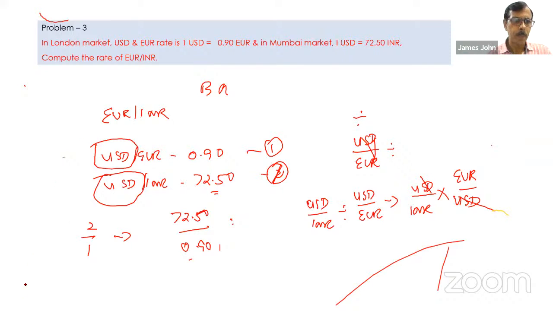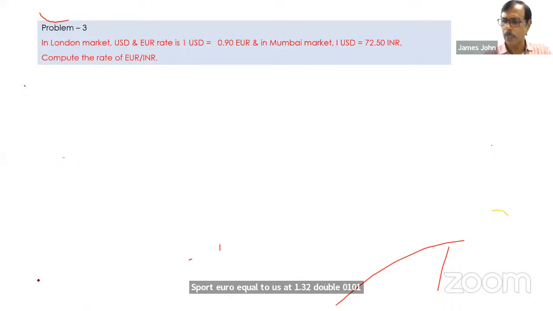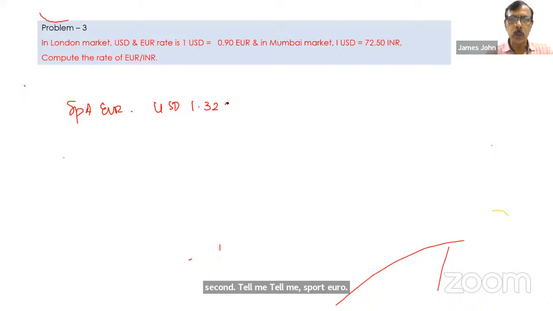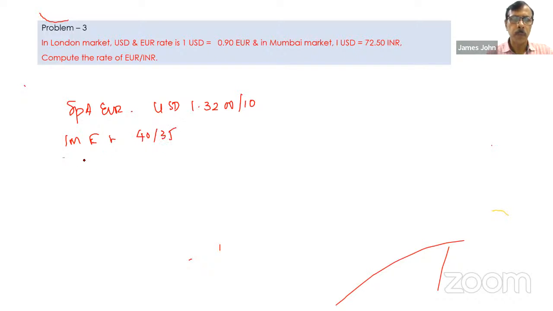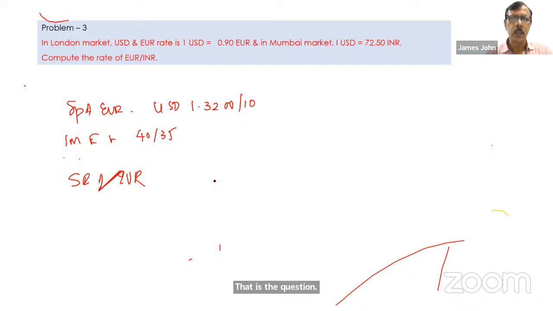Spot euro equal to USD 1.3200/10. Next, 1 month forward points equal to 40/35. Find the rate at which 1 month euro can be sold for USD. That means you want the selling rate of euro. That is the question. How do we understand that?